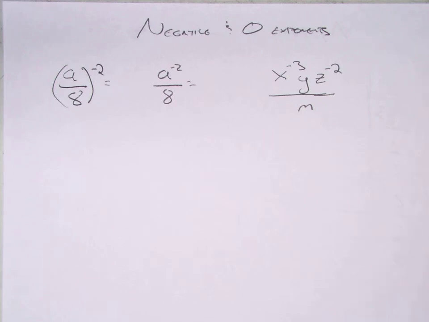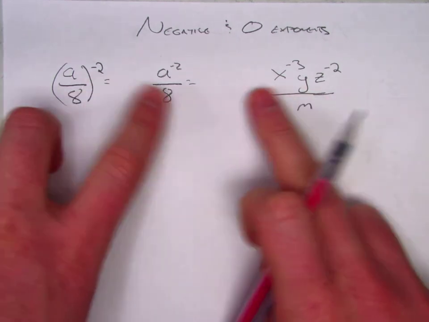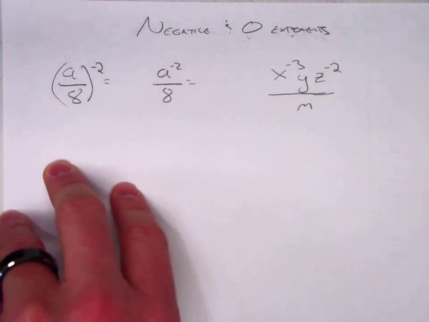Okay, here we've got a video on negative and zero exponents. By the end of this video, you should be able to simplify expressions such as these that involve negative exponents. And we'll also talk a little bit about what it looks like with zero exponents.